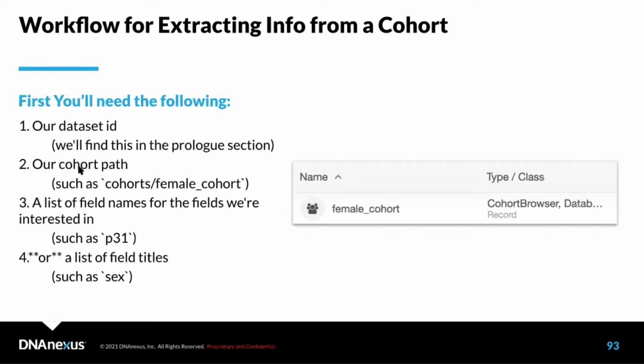If we're working with cohorts, we need to have the path of our cohort. Here we have an example called female_cohort. When I organize things, I tend to have a naming convention for the folders I work in. So I'll have a folder called cohorts, and I access this by cohorts/female_cohort. We're going to need a list of names. The last thing we'll need is a list of the field names for the fields we're interested in. Remember, these are the ways that we refer to the actual fields or columns in our participant table. So we could use either P31, or if we have a list of field titles, we'll show you some recipes for accessing those field titles. So if you had one for gender, you can use the name sex.